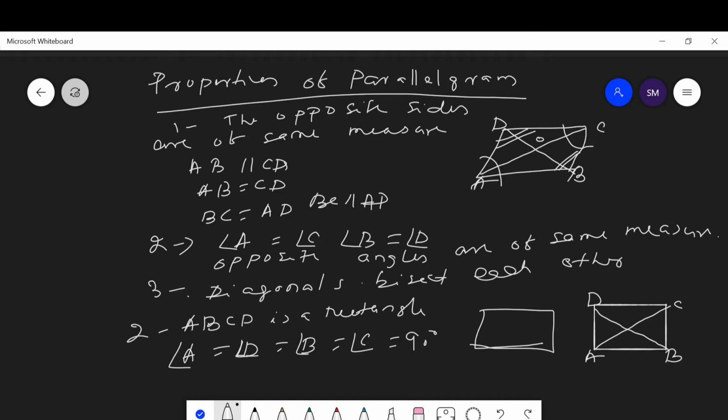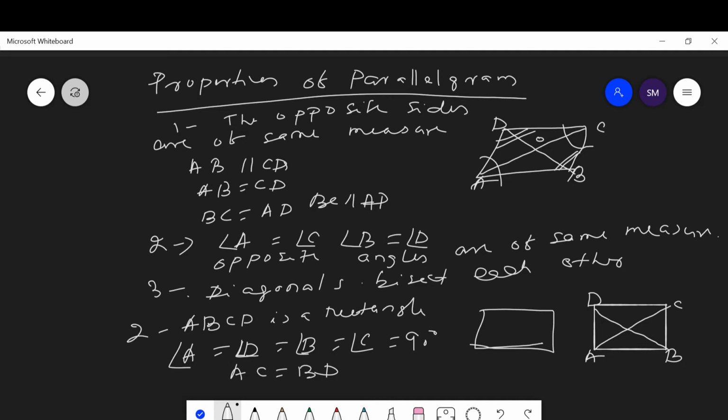Here another difference between a parallelogram and a rectangle is that the diagonals are of the same measure. AC is equal to BD, and here also they bisect each other. We come to the conclusion that all rectangles are parallelograms, but all parallelograms are not rectangles. Means the rectangle satisfies the properties of a parallelogram, but not every parallelogram satisfies the properties of a rectangle.